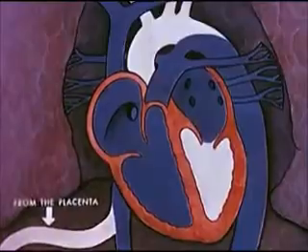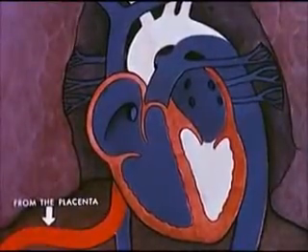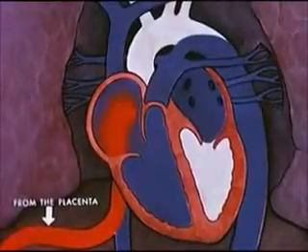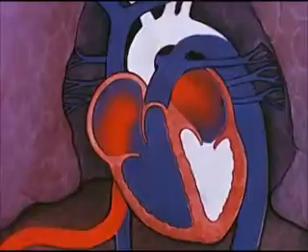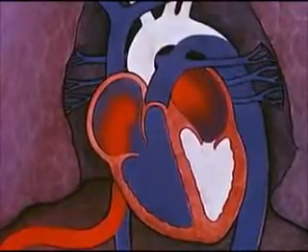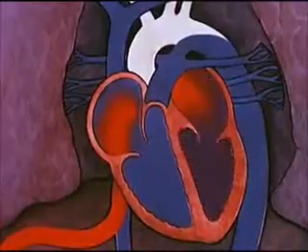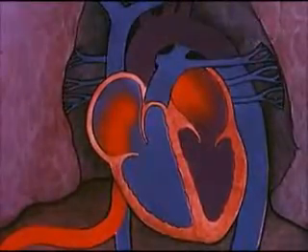Oxygenated blood from the placenta enters the inferior vena cava, but tends to stream across the right atrium through the foramen ovale and into the left atrium to supplement the scanty pulmonary venous return. This mixture of venous and oxygenated blood enters the left ventricle and is pumped into the aorta, from which the carotid arteries arise to supply the brain.